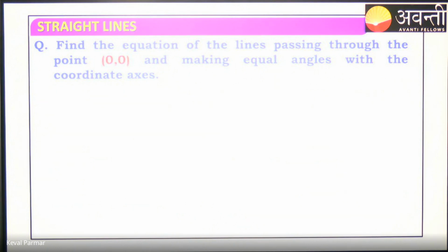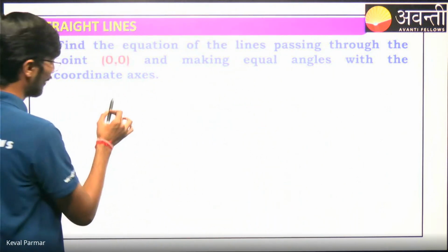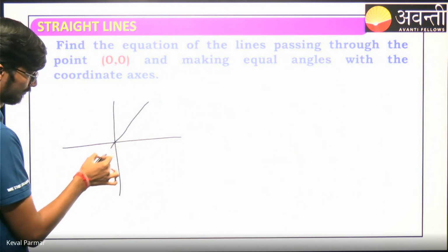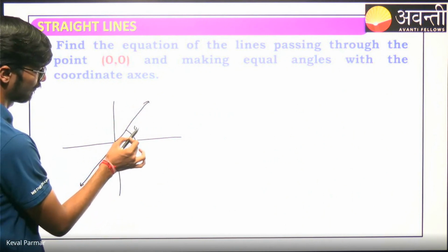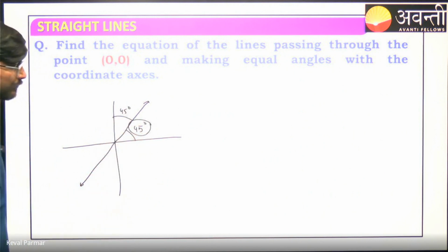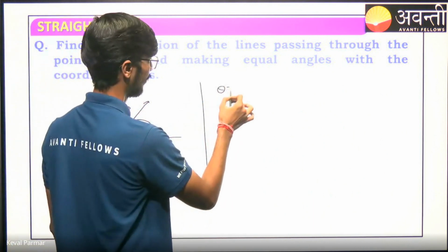Again, we have the point. We just need to find the slope. This is the point, right? Now, equal angles meet with the coordinate axis, which means the line will be like this. So this is 45 degrees, and this will also be 45 degrees. We are interested in this, correct? So that means theta is 45.